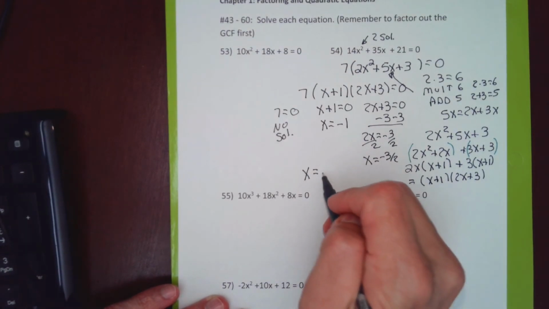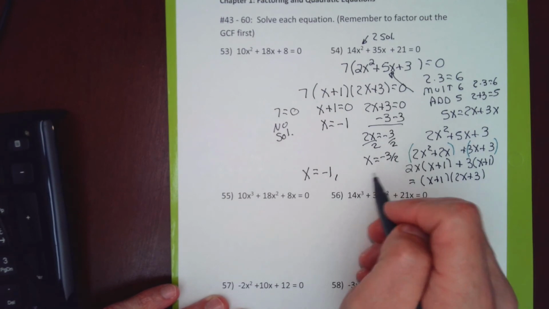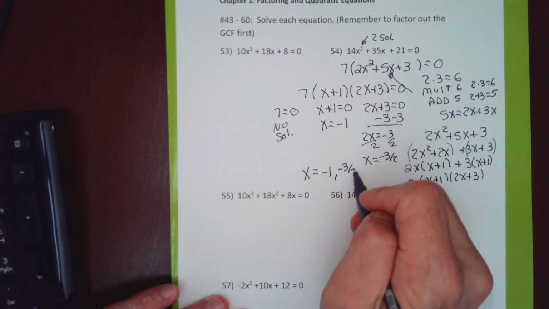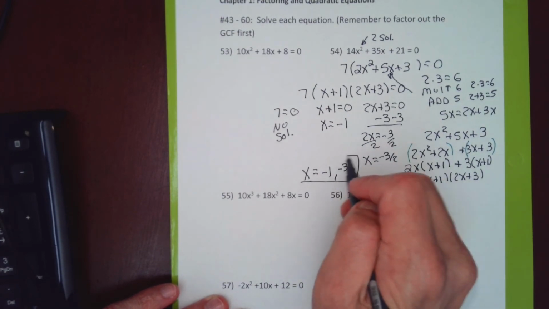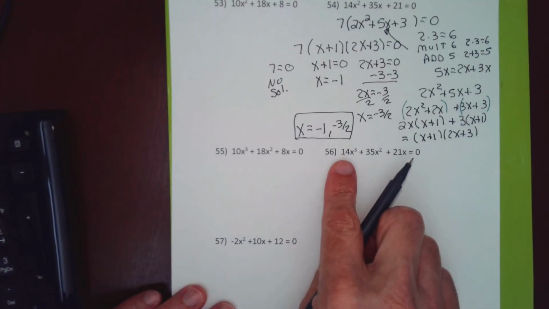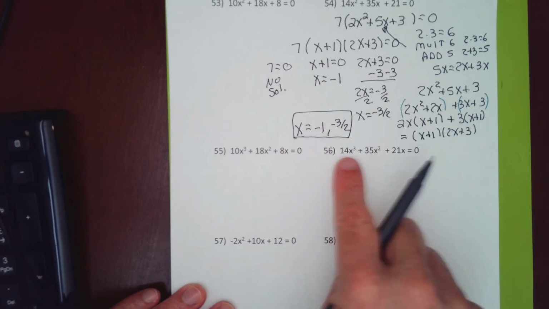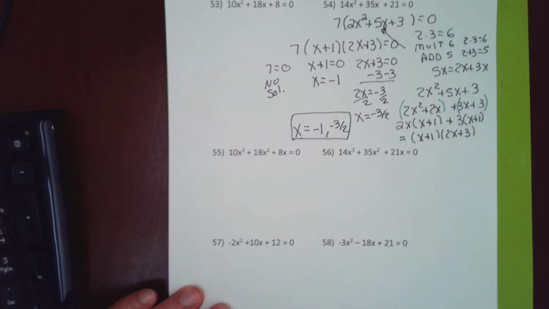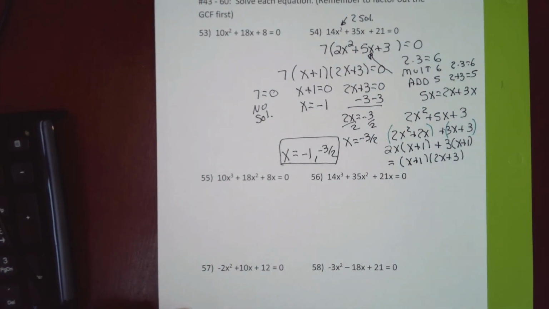So I'm going to write my answer and save a minute and not check it. I get negative 1 and negative 3/2. Just a few more to push through. I'll do 56 because it's structurally the same as 54, so the hard factoring is going to be the easy part because I'll have it done.